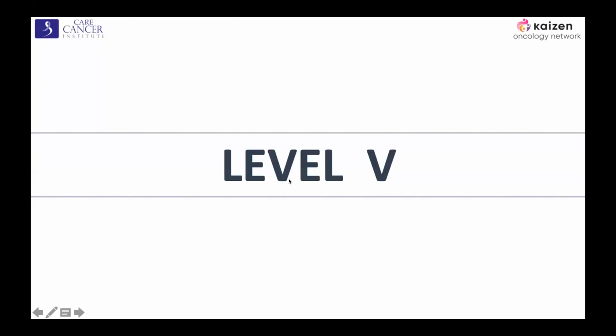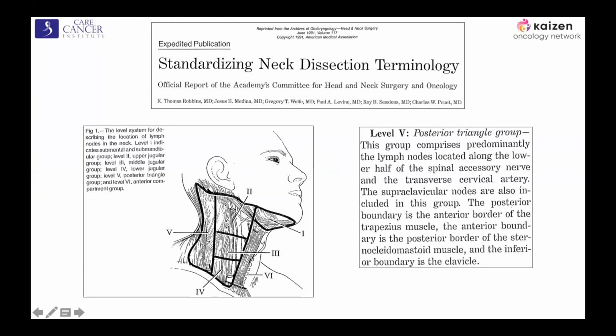So now coming to level 5. We have seen 2, 3, and 4. Posterior to that, this entire group of lymph nodes is your level 5. Level 5 was again first described in the Robbins paper in 1991. They called it the posterior triangle group. It comprises mainly nodes located along the lower half of the spinal accessory nerve and the transverse cervical vessels. Since they described it all the way up to the clavicle, level 5 had no subdivisions. So this included the lateral supraclavicular also. This is your medial supraclavicular, and this here lower down is your lateral supraclavicular.